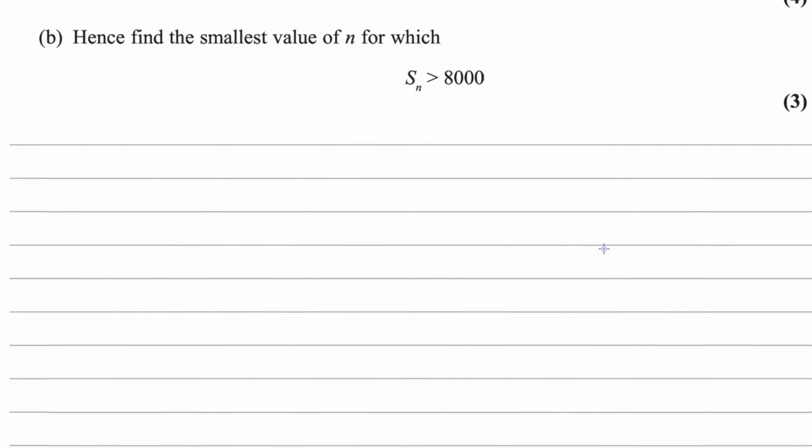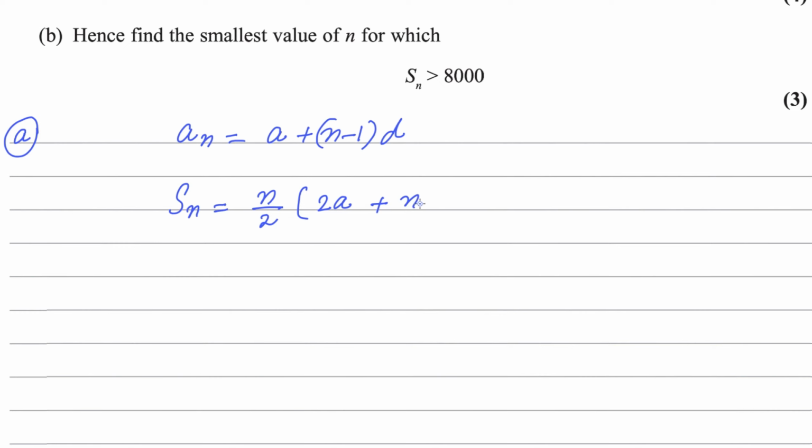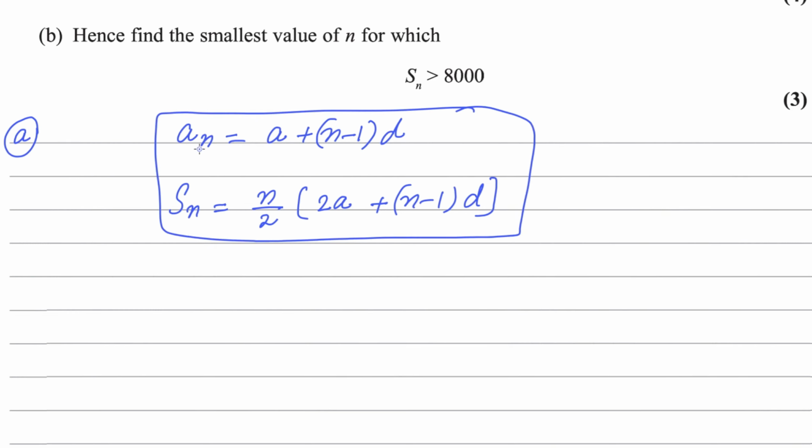So here you must know these two formulas before starting this question. For the first part, I am writing those formulas for you guys. AN formula, in some books it is represented by UN, A plus N minus 1 into D. The other formula to find the sum, Sn, is equals to N by 2 into 2A plus N minus 1 into D. These two formulas are for arithmetic series. This is to find the nth term and this is to find the sum.